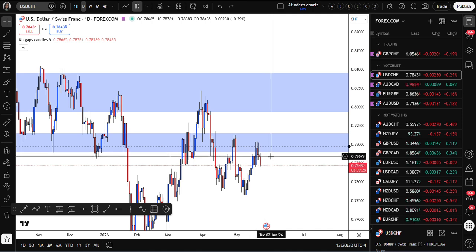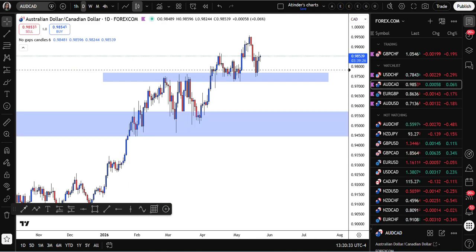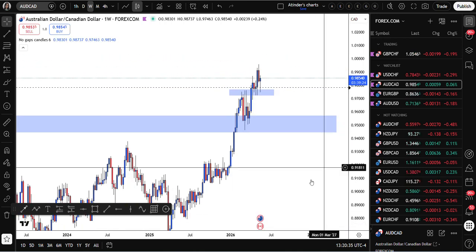It's so simple. And then I close my trade. It's Friday, done for the day. Aussie CAD, another beautiful trade. So this one was on the weekly time frame.